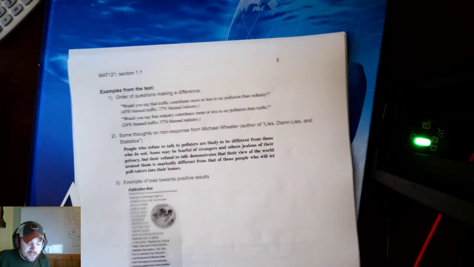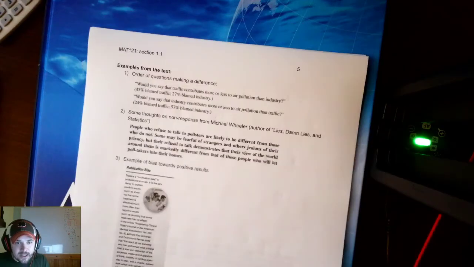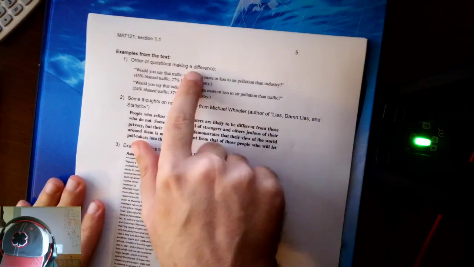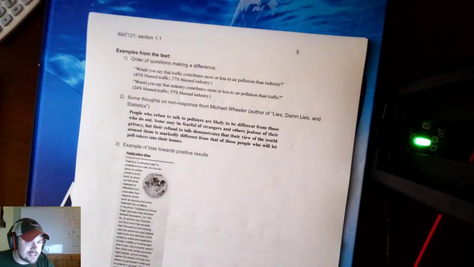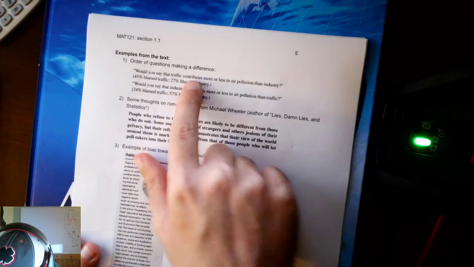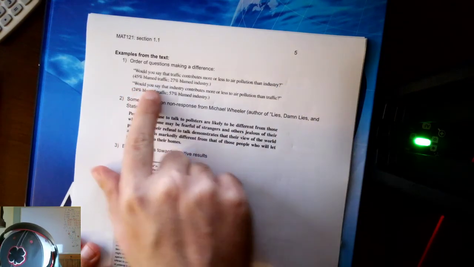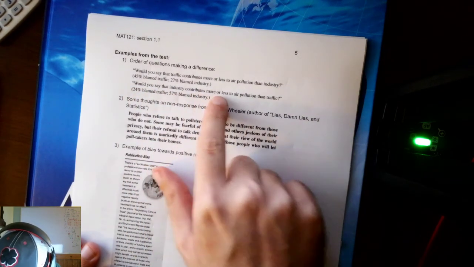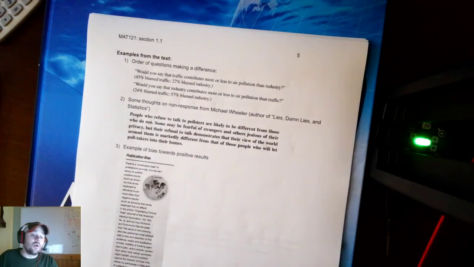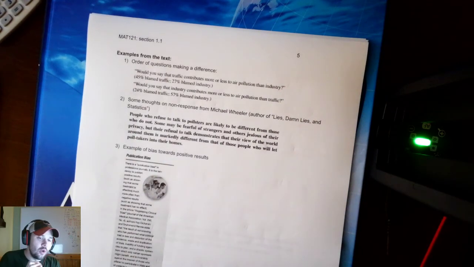I stole a couple from the textbook in addition to the ones we just talked about, but I wanted to highlight these ones. Here's an order of questions making a difference. This is from a very real study that asked the question, would you say traffic contributes more or less to air pollution than industry? Versus, would you say that industry contributes more or less to air pollution than traffic? Those are the same question. It's asking you to compare pollution from traffic and industry. They're not different. The only difference was the order they were asked in.